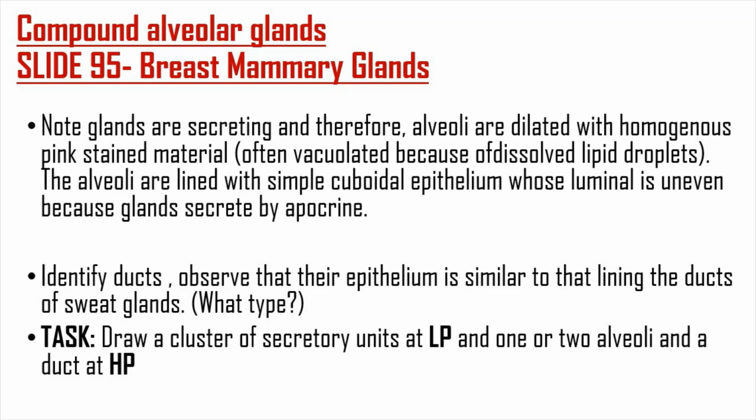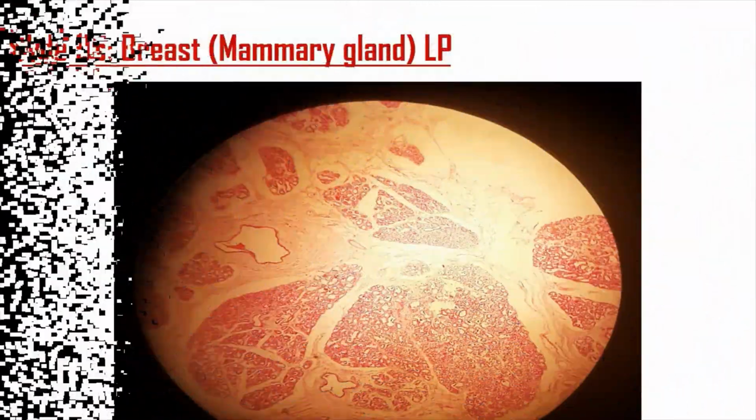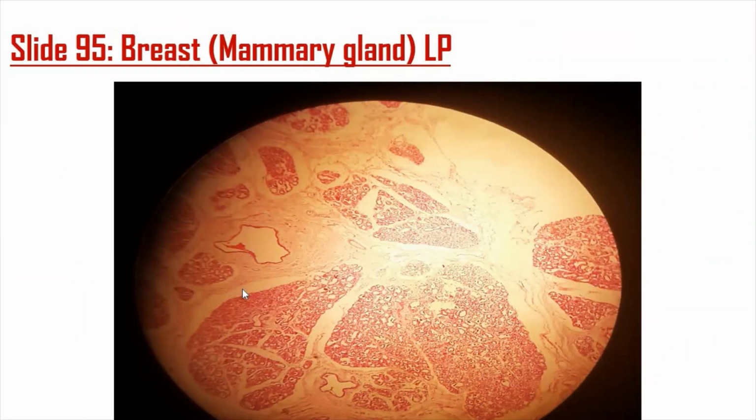Identify the ducts, observe what their epithelia is similar. Observe that their epithelia is similar to that lining the ducts of sweat glands. Then identify what type of epithelia they are. Only draw at high power. Now let's look at this structure, see what we're talking about. So this is the breast at low power.